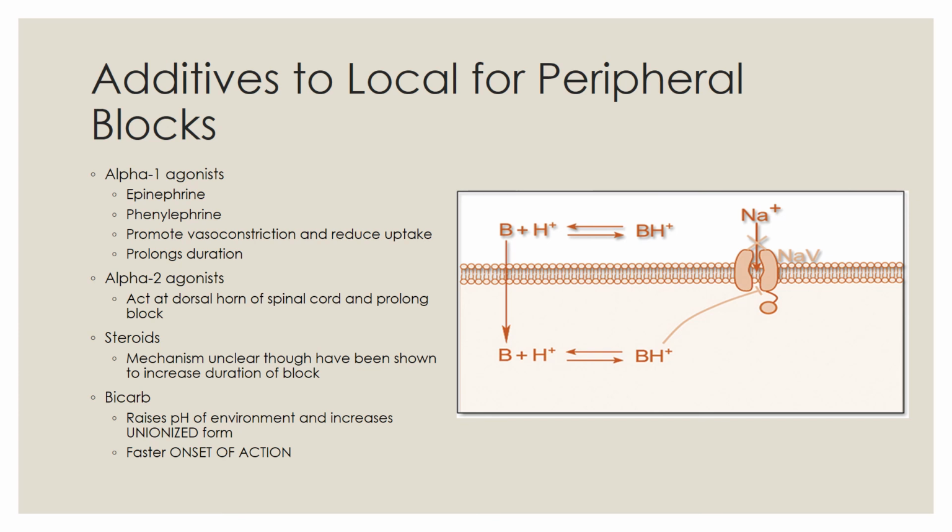Now, bicarb, when added to lidocaine, has been shown that it raises the pH of the environment. Therefore, it increases the unionized form, and therefore gives a faster onset of action. Adding bicarb to a solution doesn't necessarily increase the duration of the block, but because it encourages a more unionized form, there will be faster onset of action.